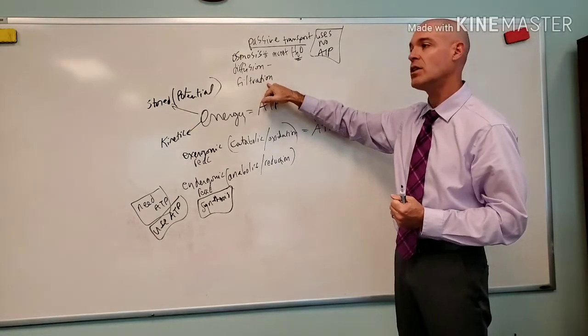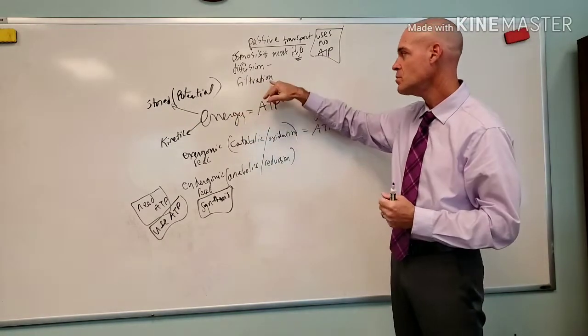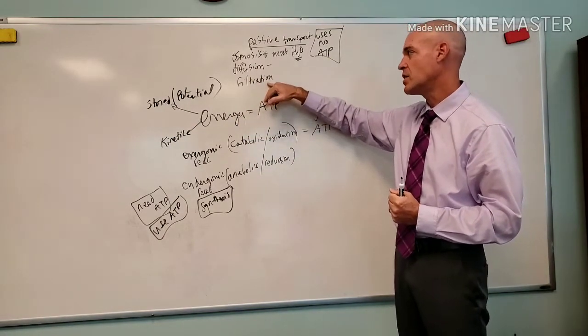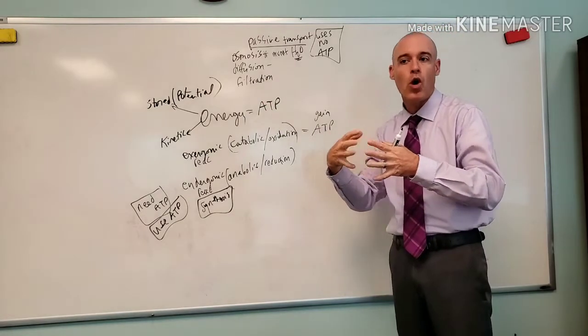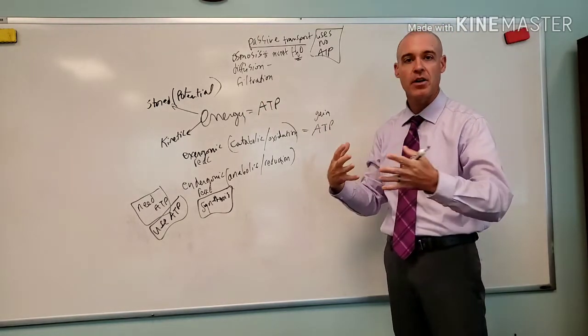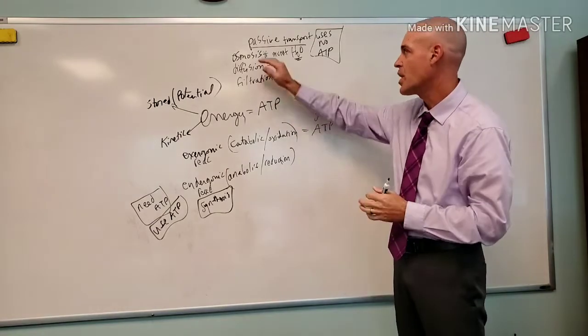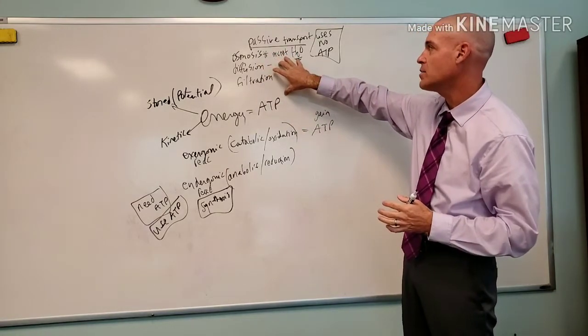Filtration is going to occur, for instance, in the kidney. It's going to be movement through the walls of the capillaries, which acts as a filter. So we just want to know that these are the three types of passive transport.